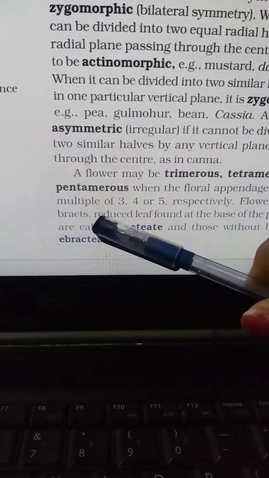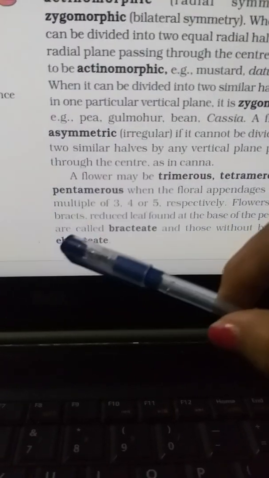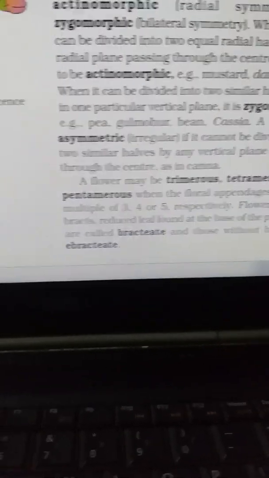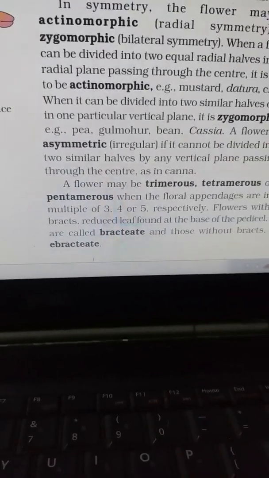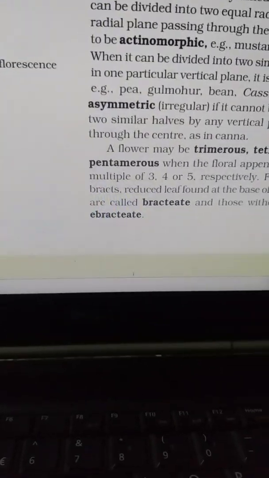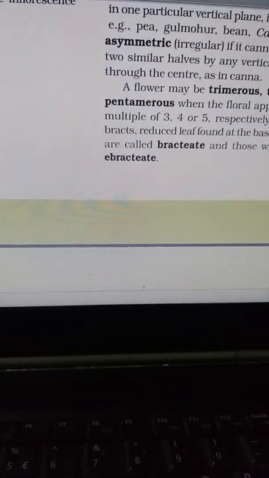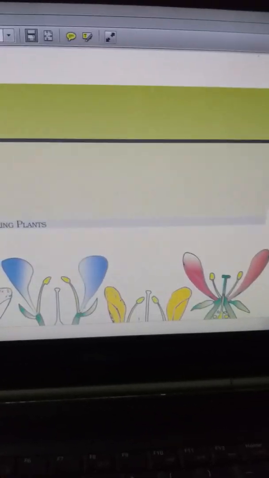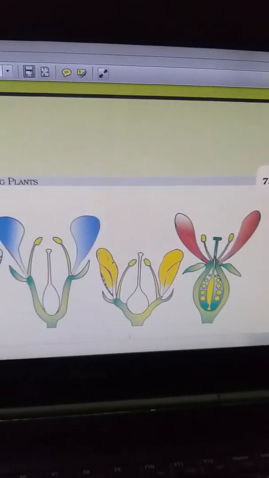Even a reduced leaf found at the base of the pedicel is known as a bract, and flowers with a bract are known as bracteate, and those without the bract are known as ebracteate flowers. Okay, these are the terms that you have to remember, and there is no other option until you remember them.